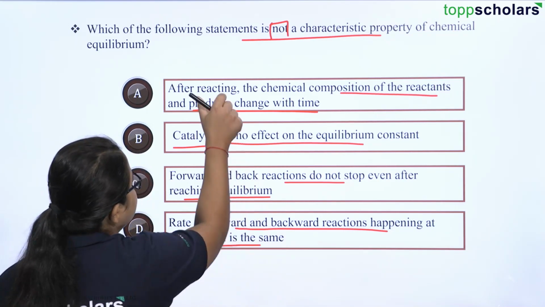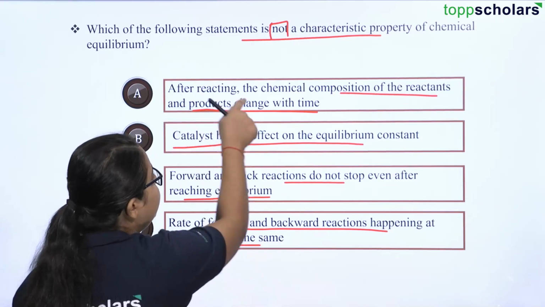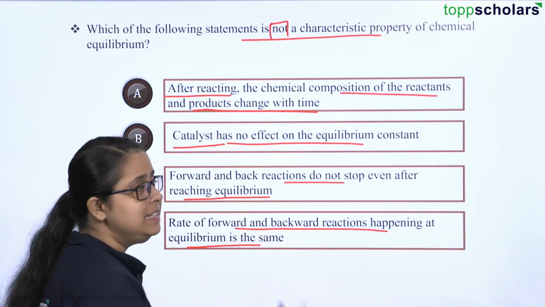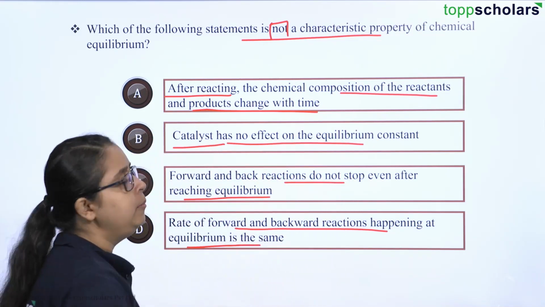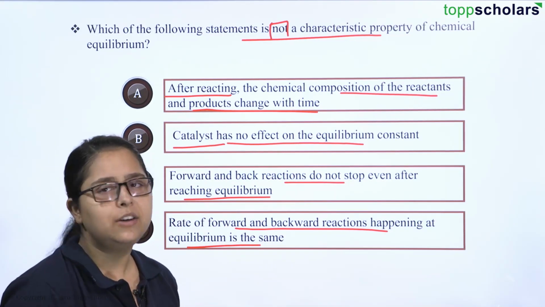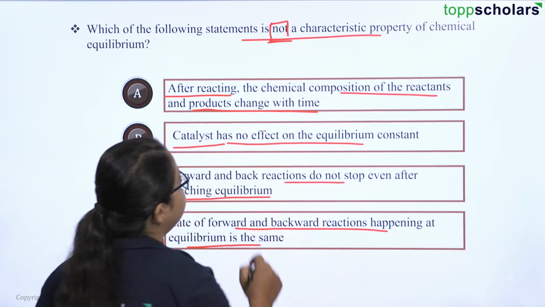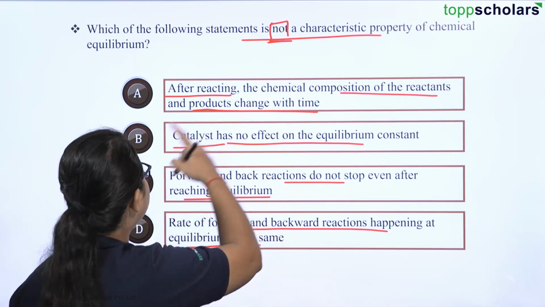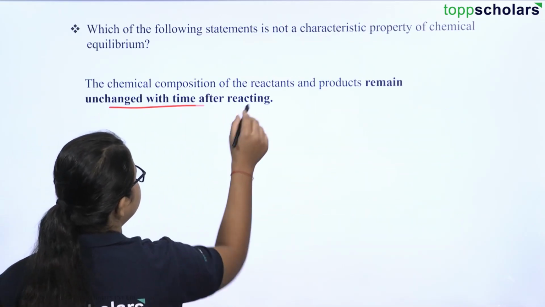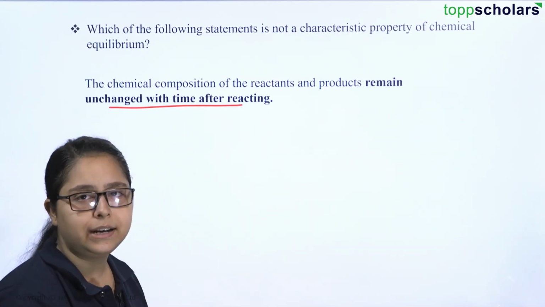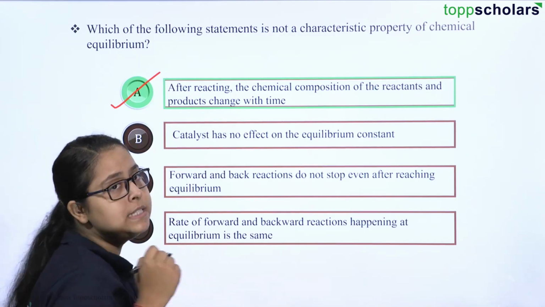Now over here, this first statement is logically incorrect. It says that after reacting, once the reaction is done, then why will the chemical composition of reactant and product change with time? That will not happen. Hence option A is the incorrect statement. It is not a characteristic of chemical equilibrium. Over here we can see it is unchanged with time after reacting. Hence the correct answer will be option A for this question.